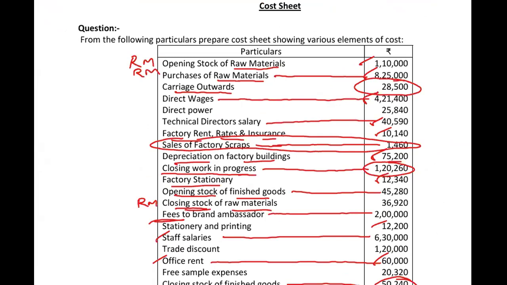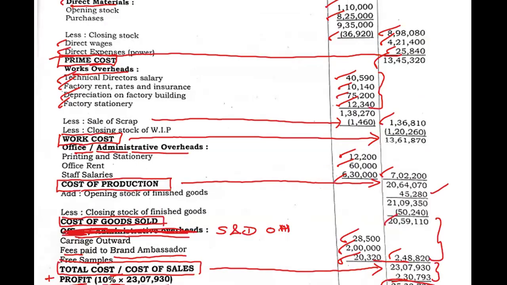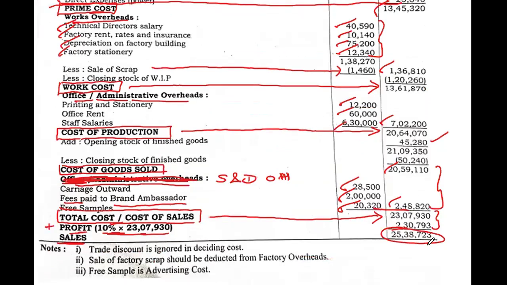From the question, we need to segregate the expenditure: which are the direct expenditures in the form of direct material, direct expenses, direct labor, and which expenditures are related to factory overheads, office and administration overheads, and selling and distribution overheads. We have to put all those expenditures under the proper heading and take the total of all those amounts. The last amount which comes will be total cost. To total cost, we will add the profit and we will get the sales.